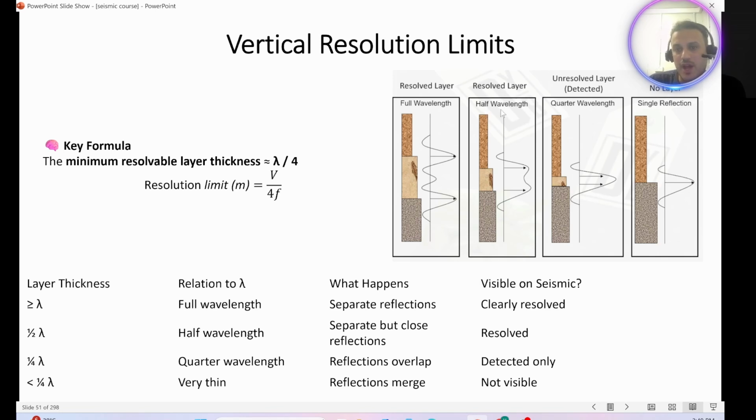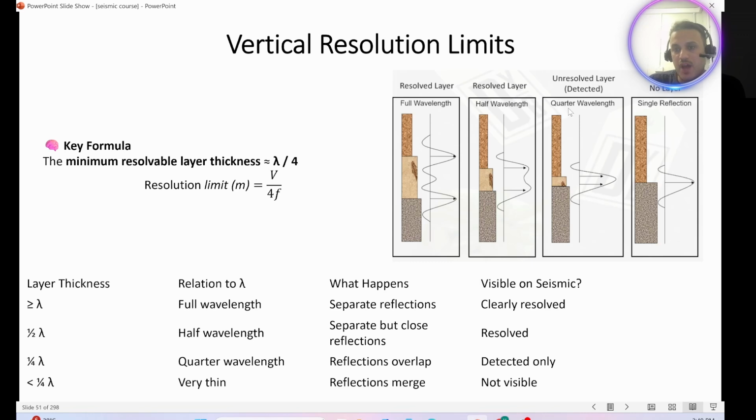And we have half wavelength. With half wavelength, this layer is also a resolved layer, but it is only half a wavelength, still separated but with close reflections. You can see it's separated but very close reflections. This is one reflection, two reflections. We can resolve it, so we can see and detect this layer on the seismic trace.